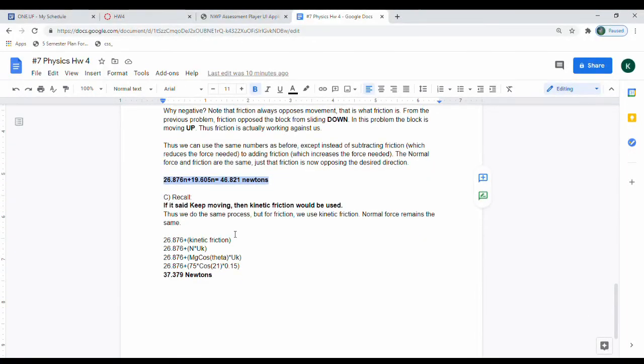And then for C, remember, if they ask for keep moving, you use kinetic friction. So then you use the same equation, but instead of static friction, you calculate kinetic friction using mg cosine theta times uk instead of the static coefficient, and that will give you the answer.